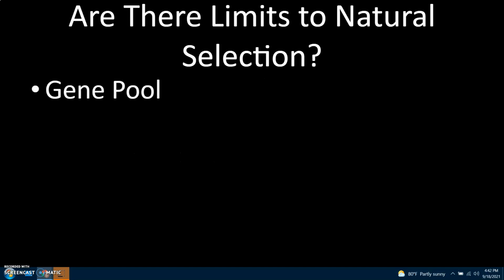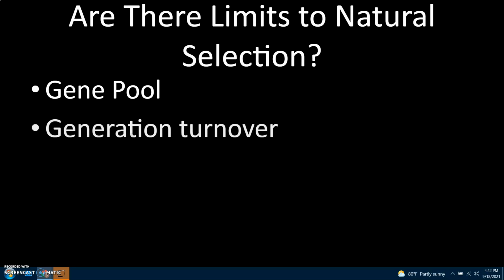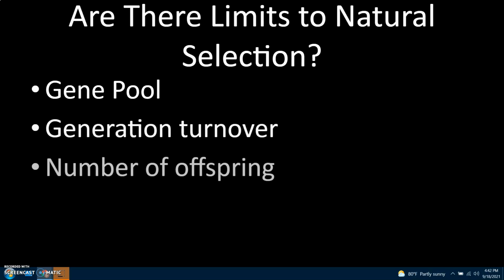Okay, limits. Are there limits to natural selection? Yep. The gene pool. When you have these changes, if there's a change, it needs to be something that's in the gene pool that allows this change to take place. So, for example, there's radiation in the environment. Well, if there's nothing in the gene pool that allows an adaptation for radiation to take place, then the population doesn't benefit from that. So it's not going to allow that to take place.